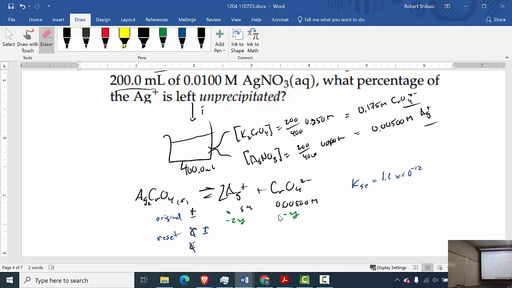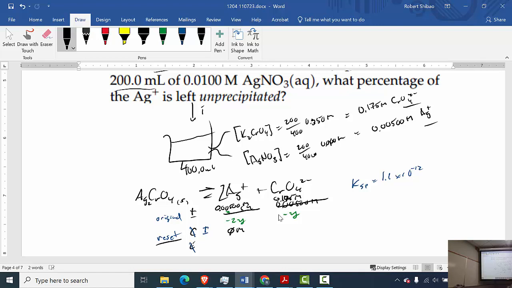What's wrong with my eraser? I'll just fix it this way. So the silver is 0.00500 molar, and the chromate is 0.175 molar. So this is going to change the limiting reagent. What's the limiting reagent now? Silver. So this is going to go to 0 molar.